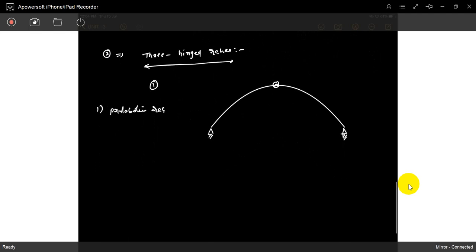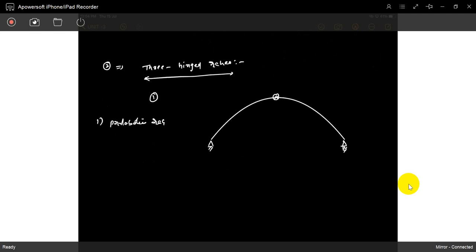Okay, are you understood? So this is a parabolic arch. If the shape of that arch is parabolic, it is a parabolic arch. If the shape of the arch is circular, that is a circular arch. Those are the two different types. Sir, what is the advantage of parabolic and circular? We will discuss later. Okay. So in three hinged arches also, two different types are there. One is a parabolic arch, second is a circular arch. And also in circular arch, segmental arch is also there. Segmental arch we will discuss later.